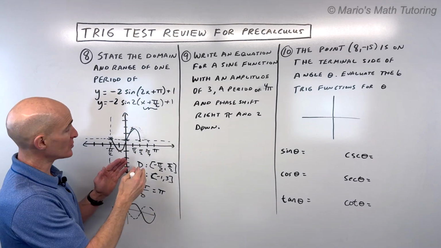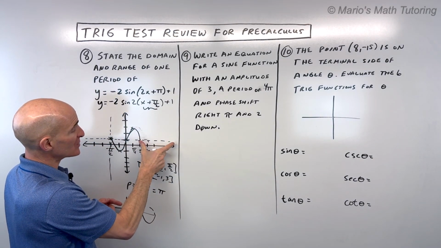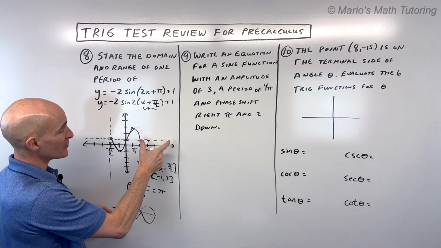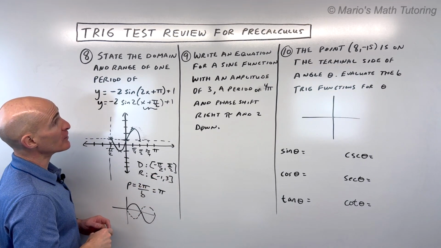Now there's more than one answer, depending on if you did more cycles, you could pick a different period for the domain. But the range will always be -1 to 3.